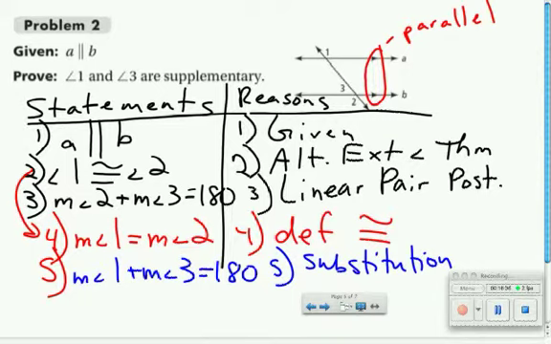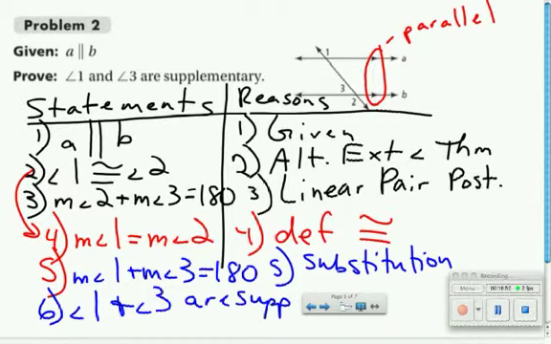So my question to you, first of all, is, am I ready to make that statement? Can I go from saying that they add up to 180 to saying that they're supplementary in just one step? Can I do that? Yes. Why? Okay, but what is that? Is that a definition? Is it a property, a postulate, a theorem? It's the definition of supplementary, yes.